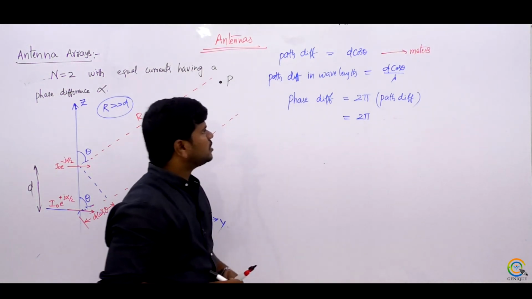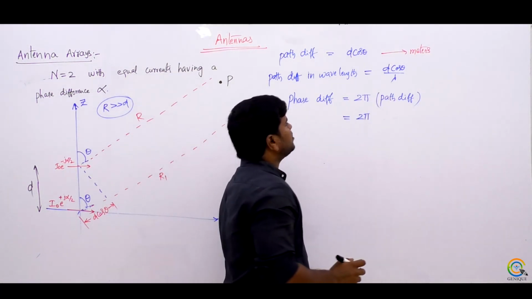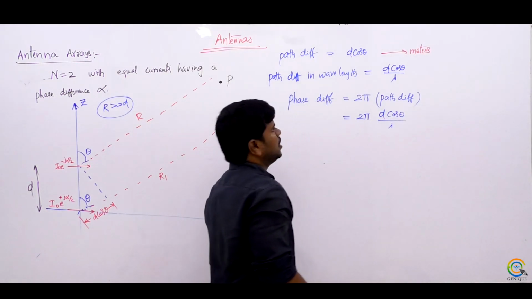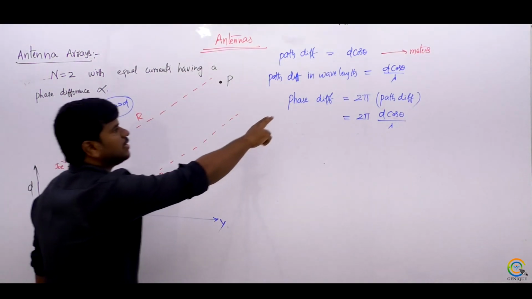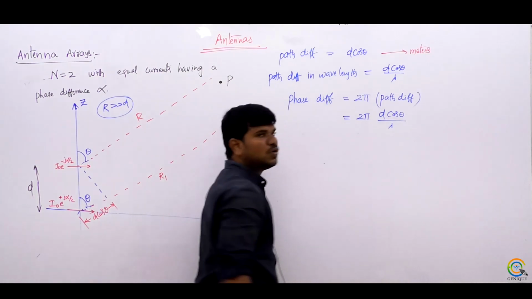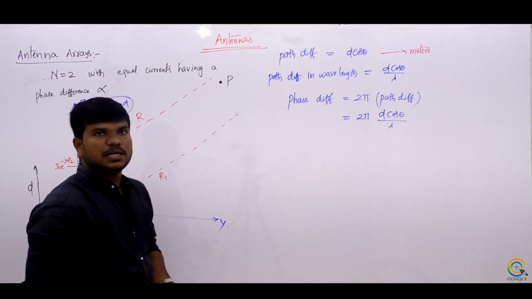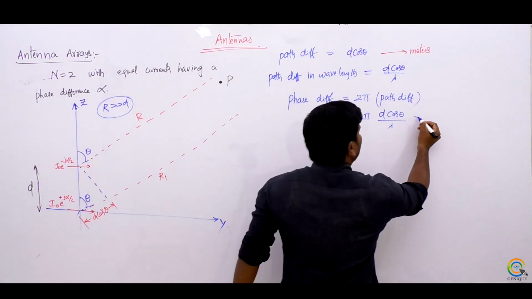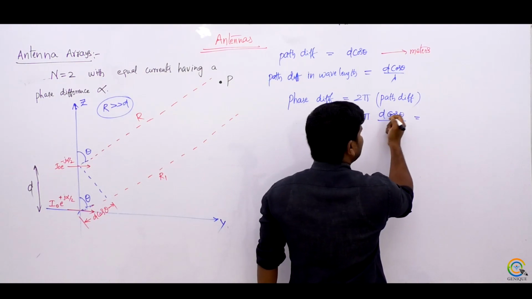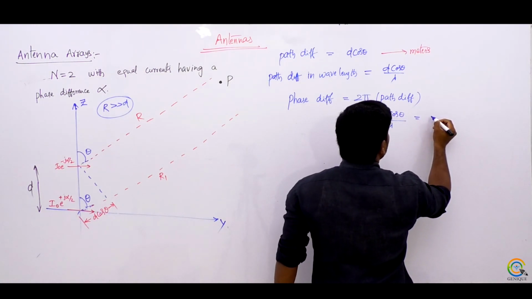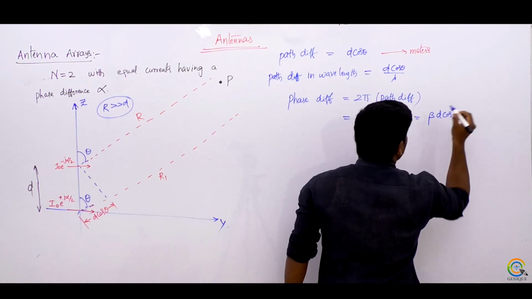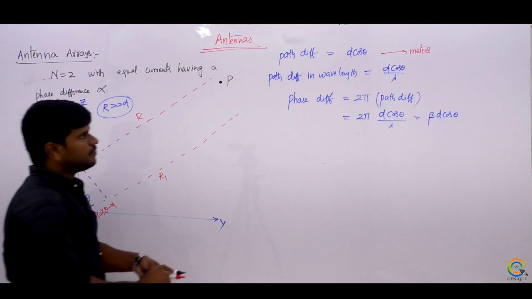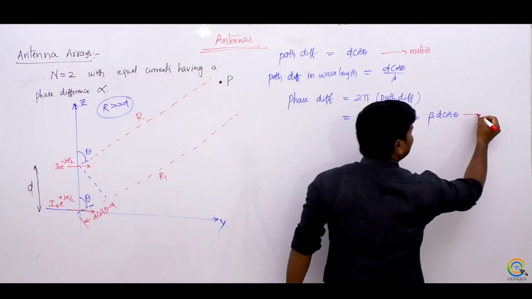Okay, path difference in terms of lambda is equal to d cos theta divided by lambda. Because of this path difference, we are getting the phase difference. How much phase difference? This is equal to 2 pi times the path difference, which is 2 pi by lambda times d cos theta. So this will be equal to beta d cos theta. This is the phase difference due to the path difference.